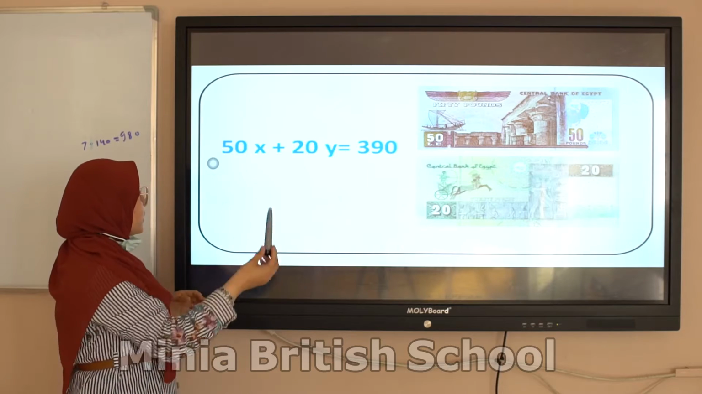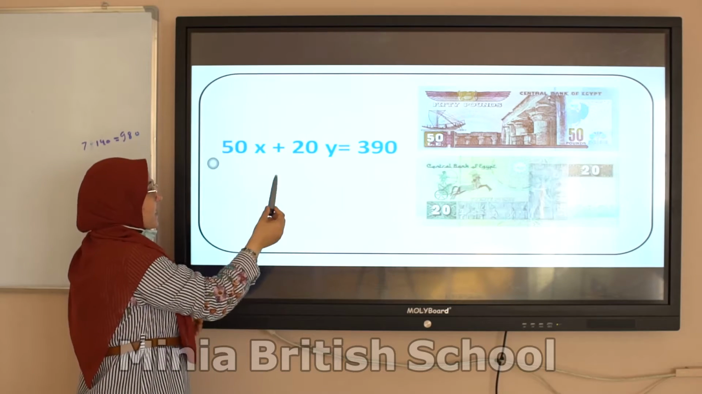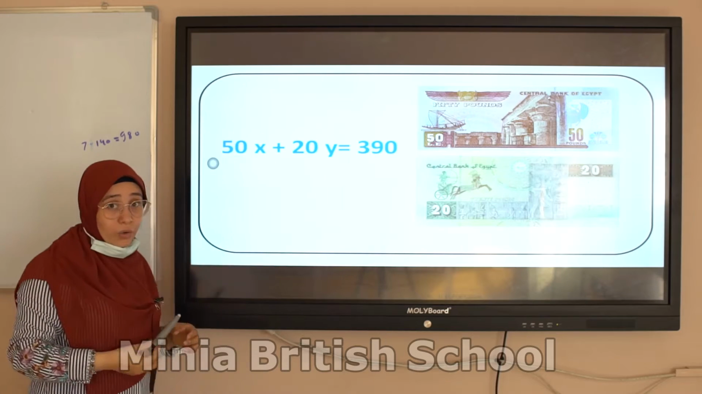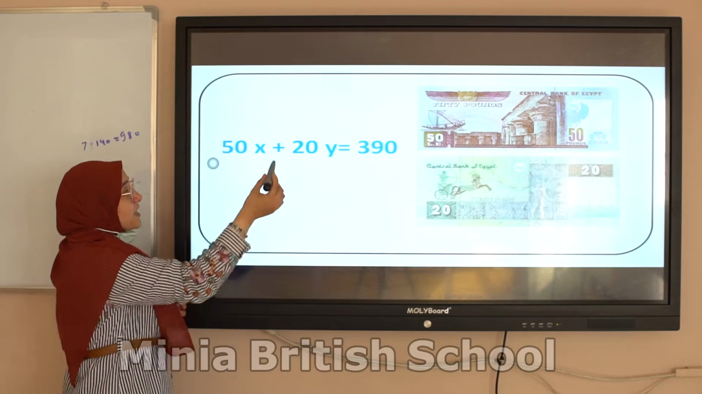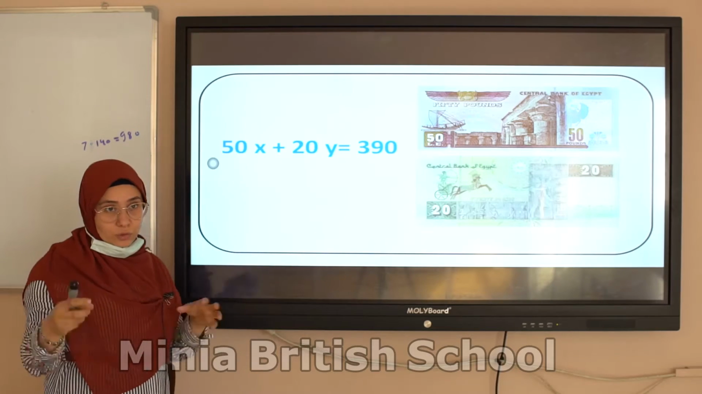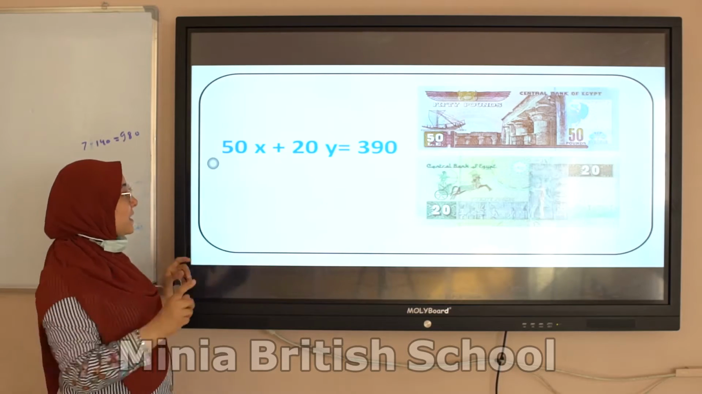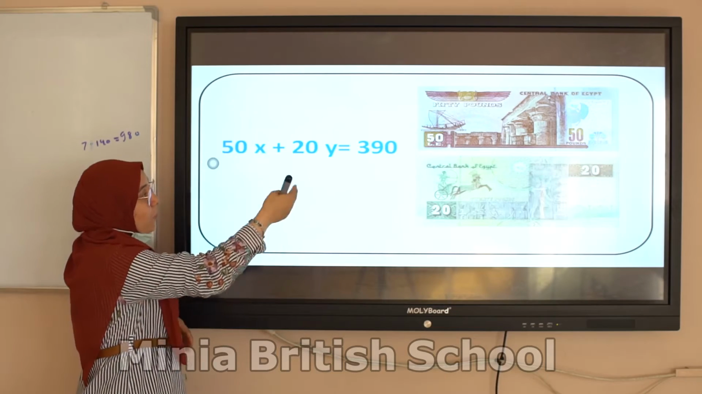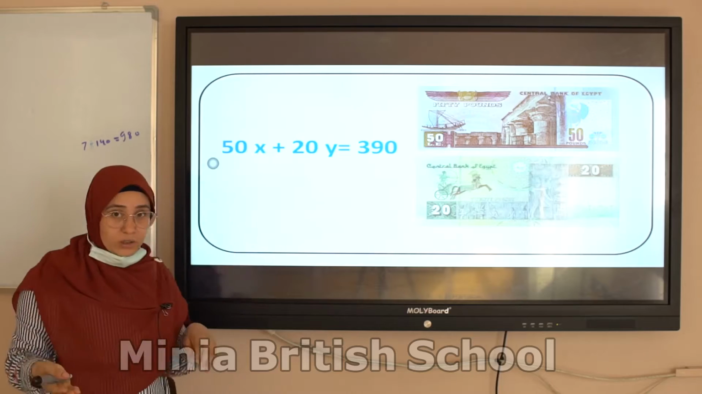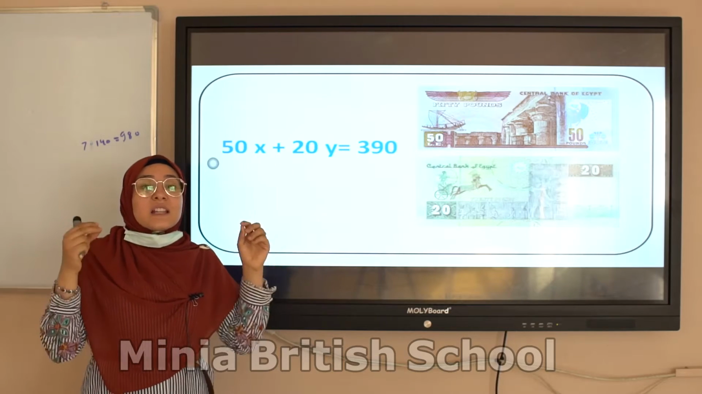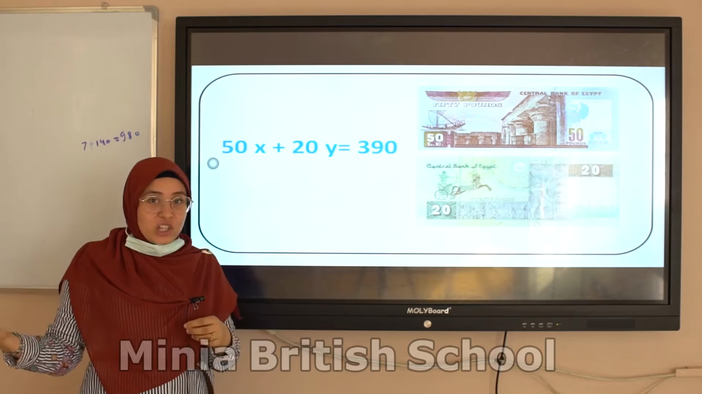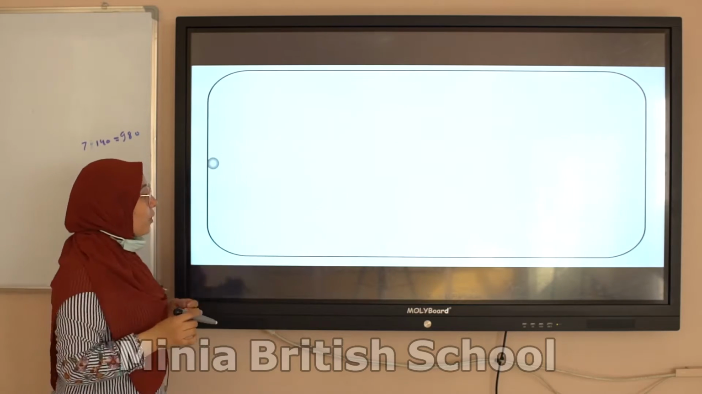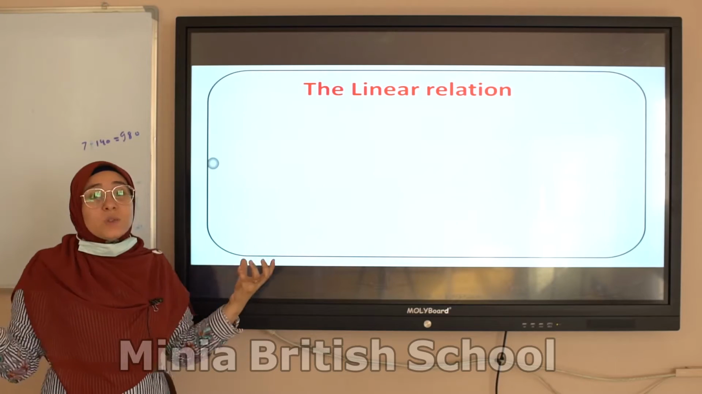Now, to find the values of x and y which satisfy this equation, we can solve it. Now, this relation, 50x plus 20y equals 390, is called what? This relation is called a linear relation.